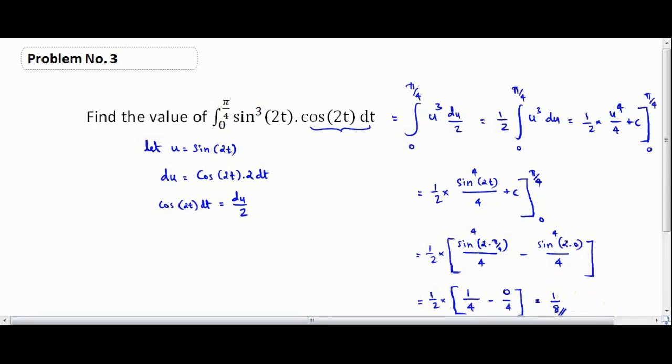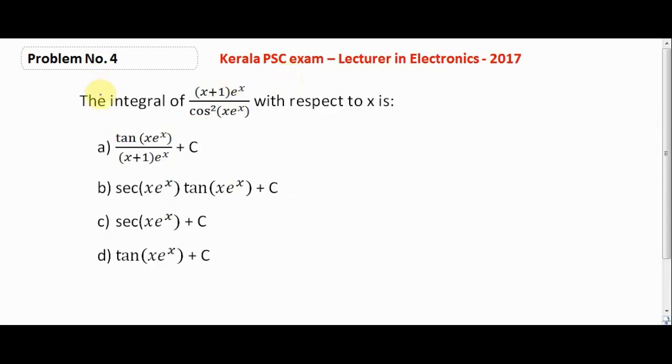Okay, now let's see another problem. The integral of (x plus 1) e raised to x divided by cos square (x e raised to x) with respect to x is. So we are asked to find the integral of this function. Please pause the video and try to solve this by yourself.